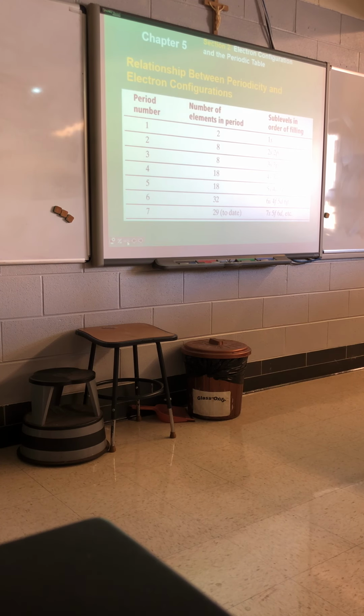This table is out of date. It says there are only 29 elements in row 7. In reality, there are 32. We have discovered all of the elements in the 7th row.